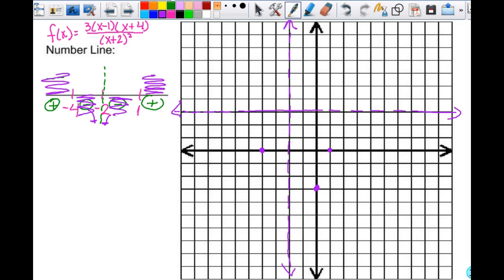So here's what I know from my sign chart. From -infinity to -4, it's positive up here, right? -4 to -2, it's negative, which makes sense because I know I have my togetherness here. I'm going to go ahead and put in these branches. And then from -2 to 1, it's negative. So these parts look something like this, right? There's my togetherness. The other ones are going to come up and it stays positive.